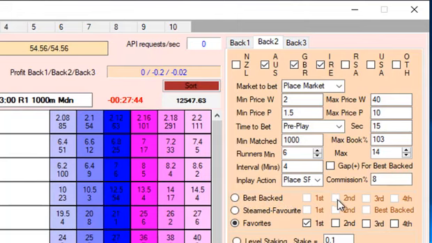So either the first one, the second, the third or fourth, or multiples, the first and second if you want to. Okay, so that is how the best backed option works.